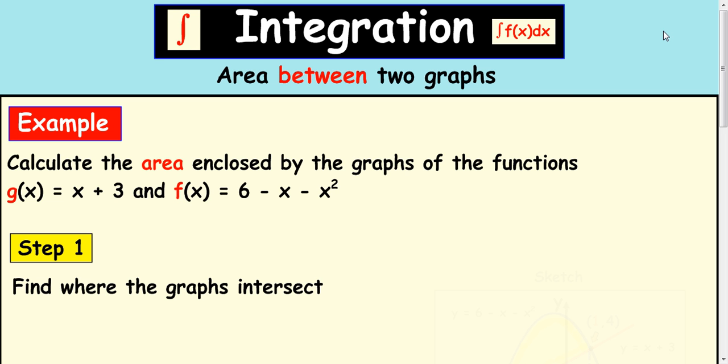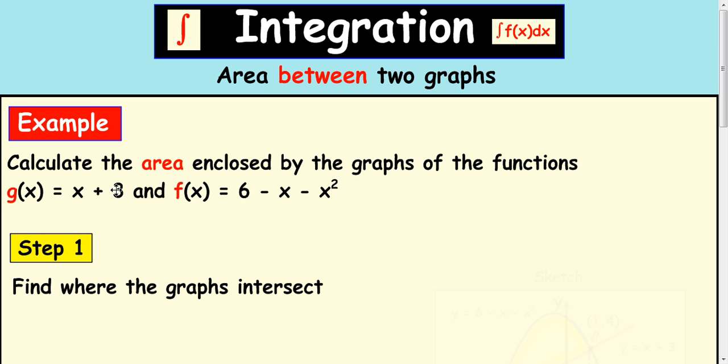In this lesson we're going to look at how to calculate area between two graphs when we don't actually have a diagram. So the example says calculate area enclosed by the graphs of the functions g of x equals x plus 3 and f of x equals 6 minus x squared. So the first task here is to work out where the graphs intersect, and then we can get our limits of integration, our upper and our lower limits.